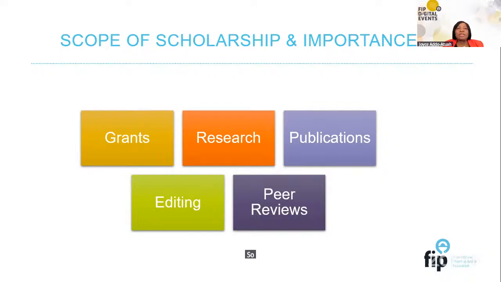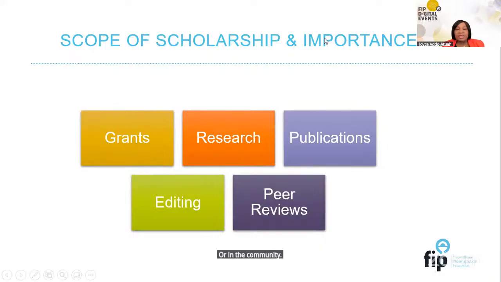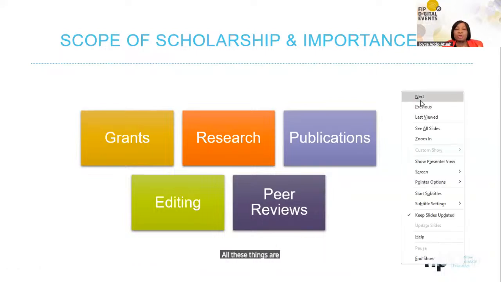So what comes under scholarship? Scholarship can be writing grants to fund research studies, or grants to do innovative projects in teaching, in the community, or in practice. And then we come to research itself, and then publications, publishing your papers in peer-reviewed journals, and then editing manuscripts that have been submitted to peer-reviewed journals, and then being a peer-reviewer. All these things are considered to come under the scope of scholarship.